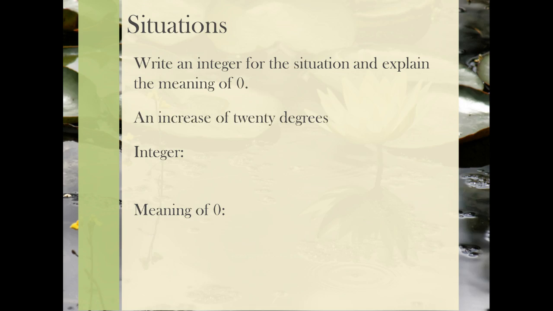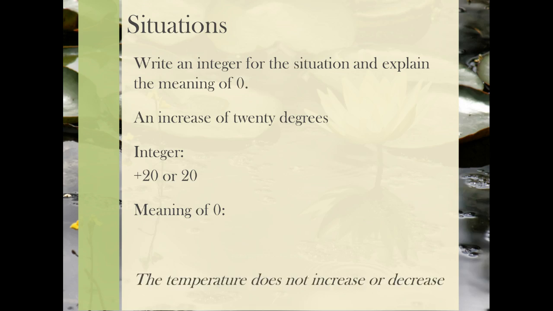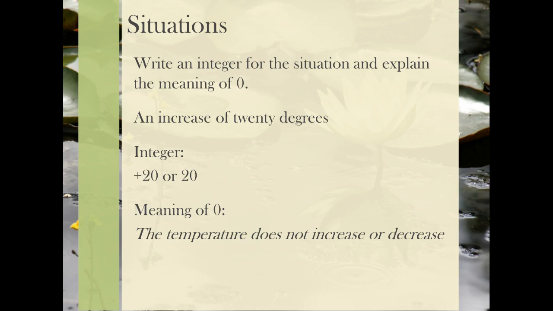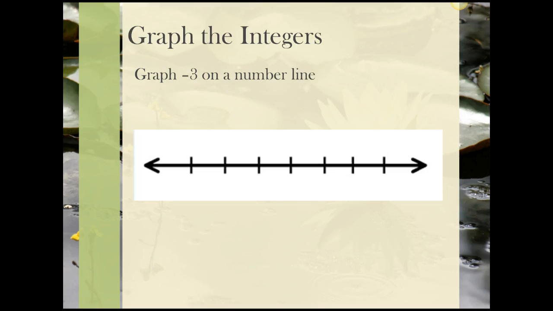Let's write an integer and explain the meaning of 0 for an increase of 20 degrees. The word increase indicates a positive integer, so we would write plus 20 or simply 20. The meaning of 0 in this case is the temperature does not increase or decrease. It simply remains the same. We can also graph integers on a number line.